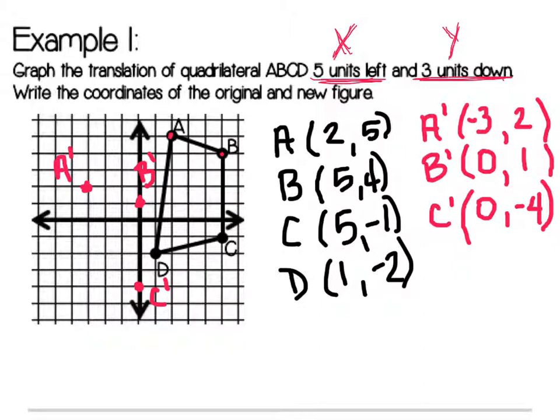And D was at 1, negative 2. Put your pencil on 1, negative 2. We're going to go left 5 spaces, 1, 2, 3, 4, 5, and down 3. Put a dot, and we're going to label this the image of D. Our ordered pair for the image of D, well, 1 minus 5 is negative 4 for our x value, and negative 2 minus 3 is negative 5 for our y value. Now we're going to connect these points for our image.